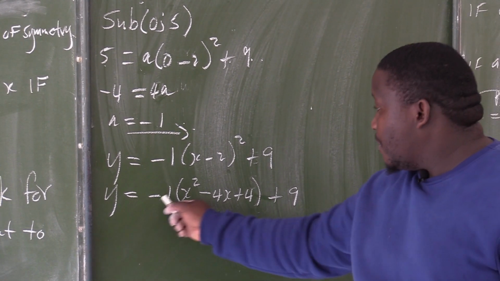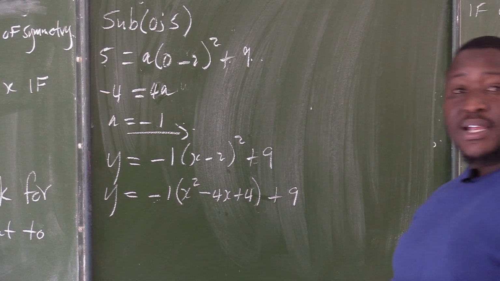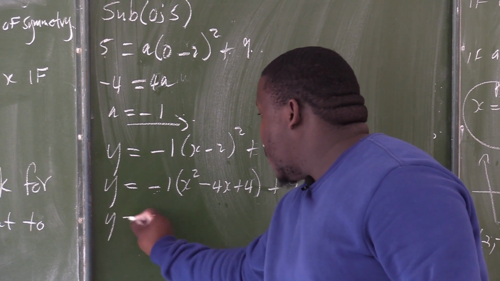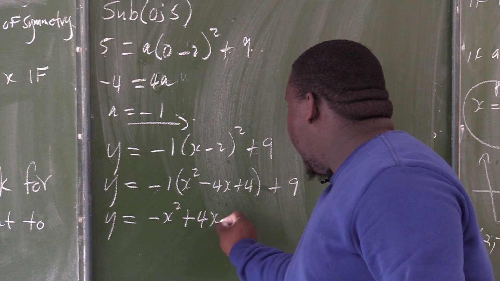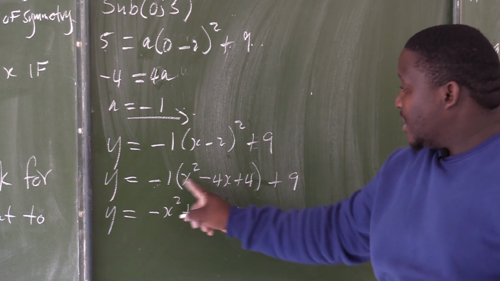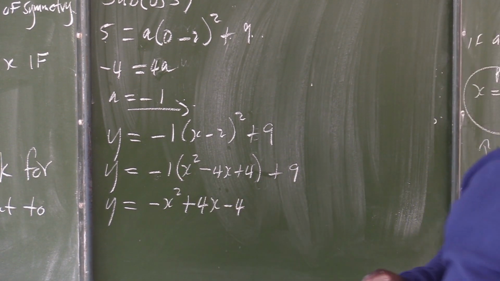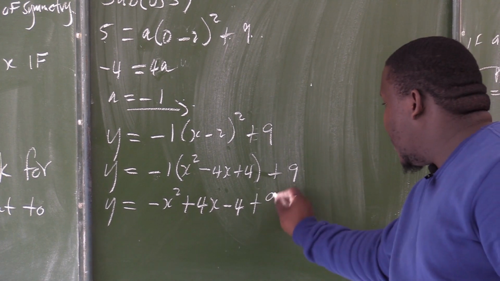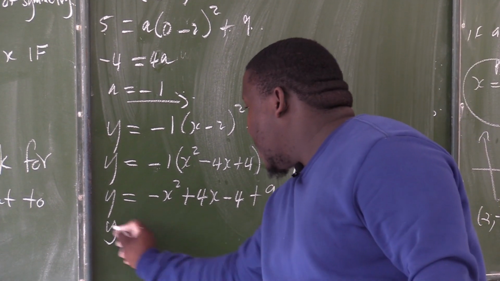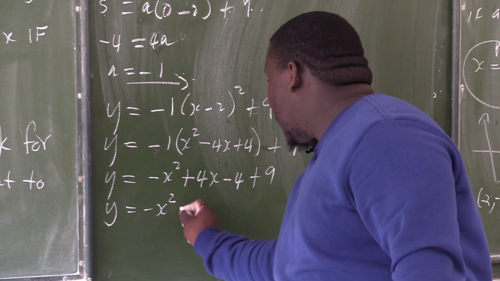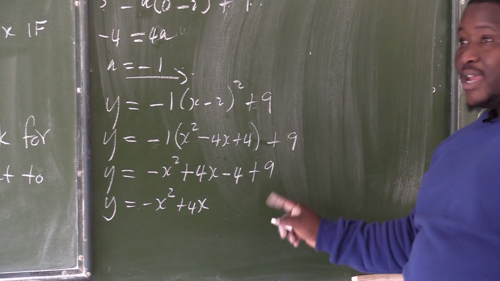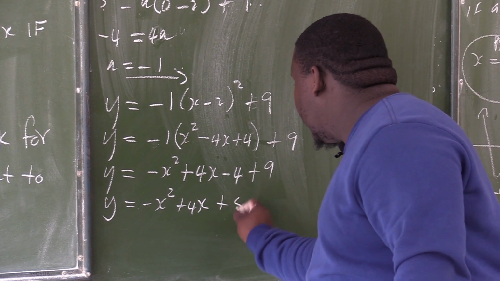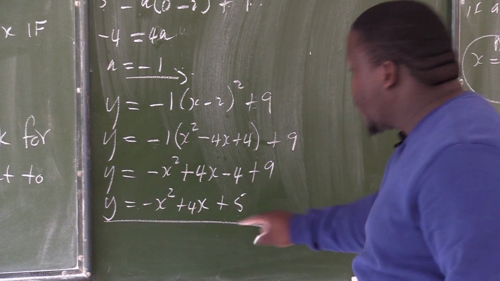Now it's a matter of multiplying inside by negative 1. This should give us y equal to negative x squared plus 4x minus 4. I am multiplying by negative 1. Remember, the plus 9 is still there. It means we now have y, which is negative x squared plus 4x. What is negative 4 plus 9? That is a positive 5. Then you check. If you look at this equation, it is the same as that one.